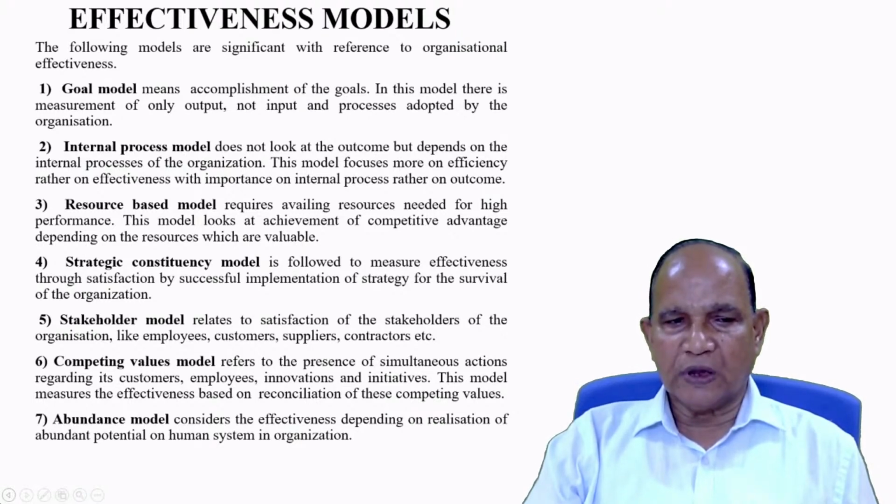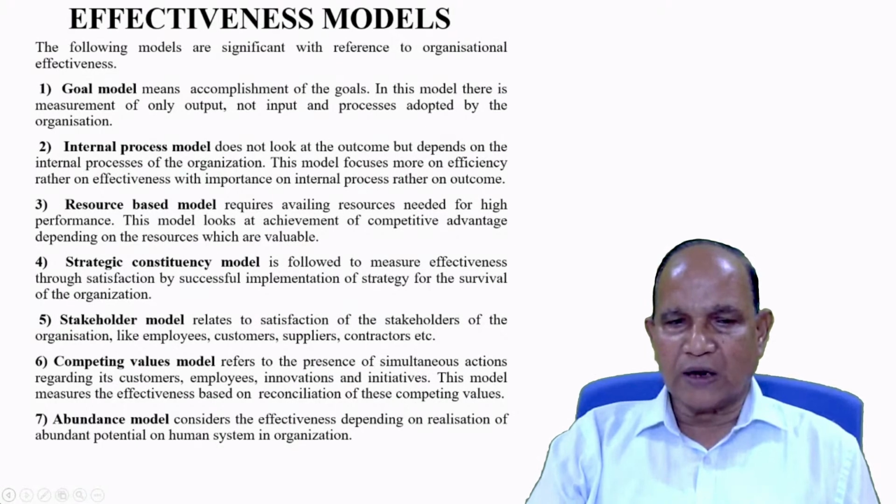The next model is known as the stakeholder model. It relates to satisfaction of the stakeholders of the organization like employees, customers, suppliers, contractors, etc. So those who are involved in the organizational work and interested in the effectiveness should be satisfied. And how can they be satisfied? If this effectiveness can be ensured and continued for different organizations, then the employees, customers, suppliers, contractors, and other stakeholders are benefited, are satisfied.